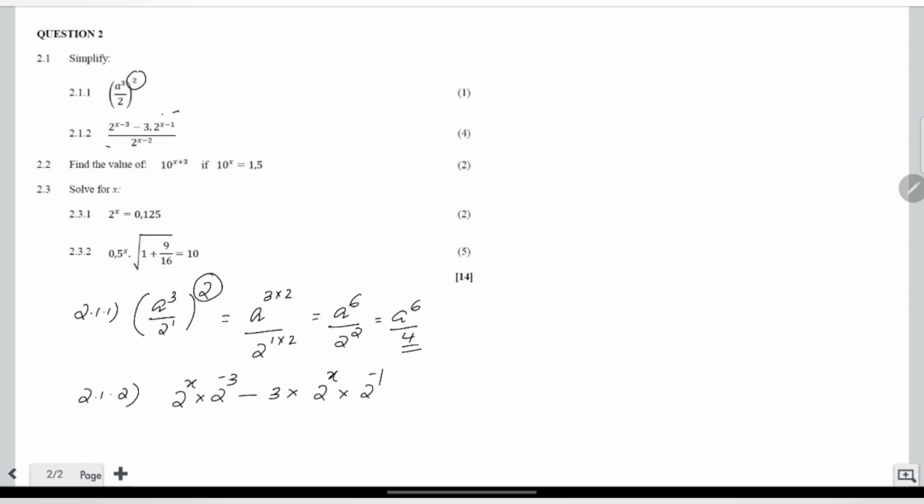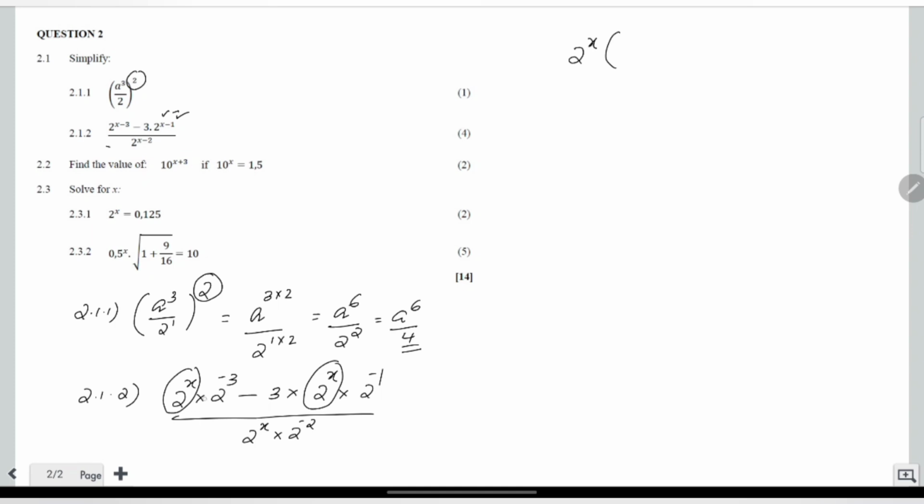Each term of the power, that is x and minus 1, you have to write with the base 2 and a multiplication sign in between. Remember, that is very important. Then the denominator also has a power that we can split: 2 to the power x times 2 to the power minus 2. Did you see that one? Now in the numerator, what is common? 2 to the power x is common. You can see it here, and in this term also, so take it out. So it's going to be 2 to the power x, and inside the bracket, what do you get?